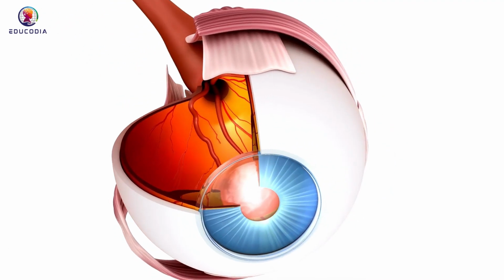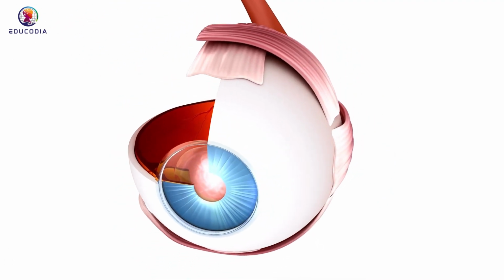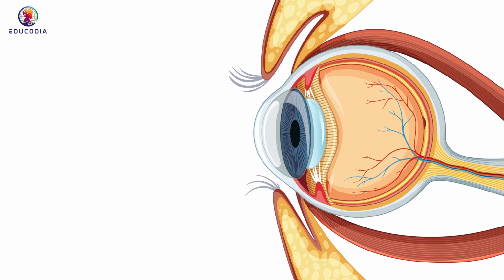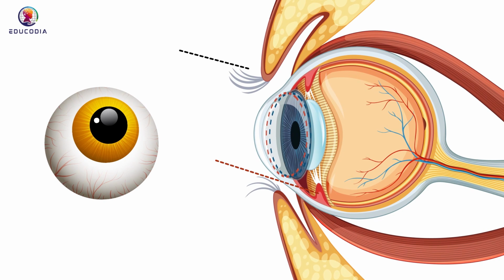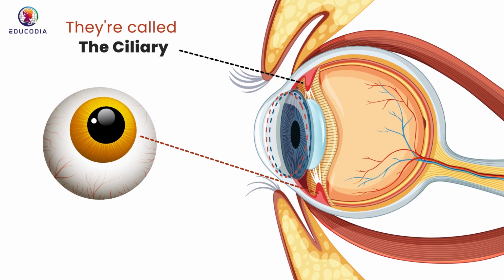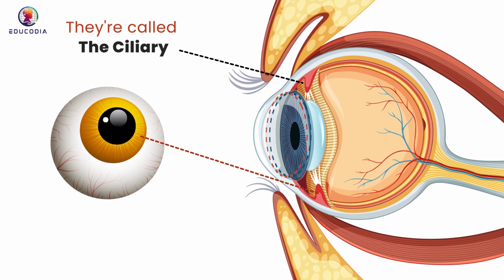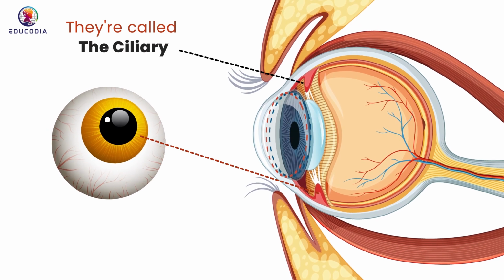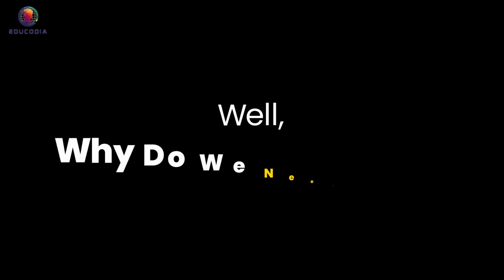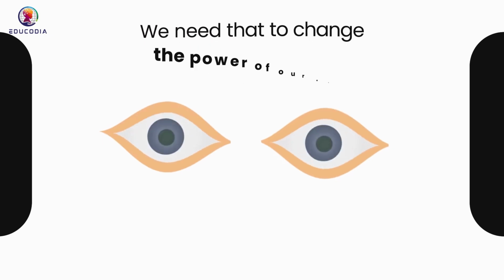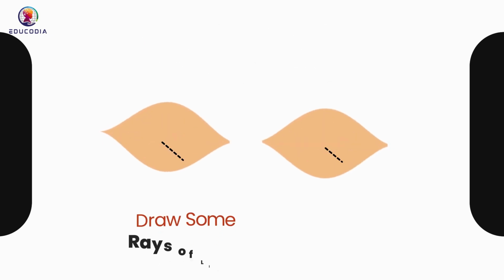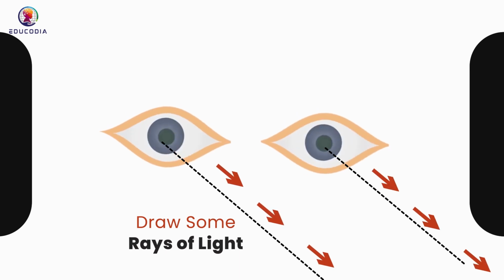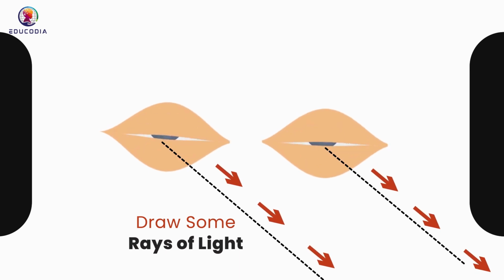The aqueous humor is also transparent, but it's a watery kind of substance. And the last thing we will talk about are these fibers that we see over here, which are keeping our lens in place. They're called the ciliary muscles. They have a pretty important job too. Their job is to change the shape of the eye lens. Well, why do we need that? We need that to change the power of our eyes, depending upon how far the objects are that we are looking at. This will make sense if you draw some rays of light.